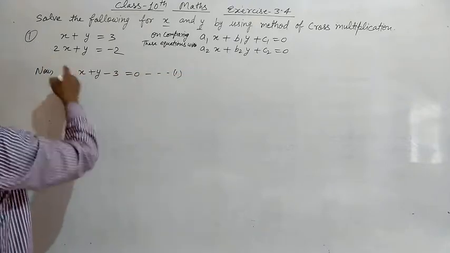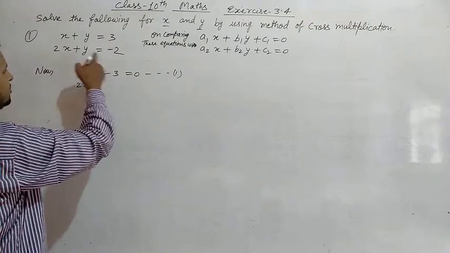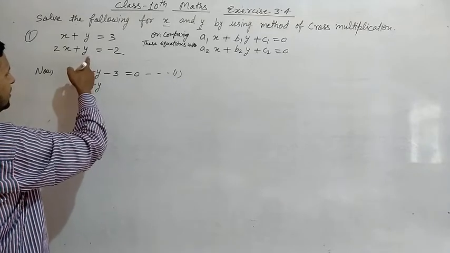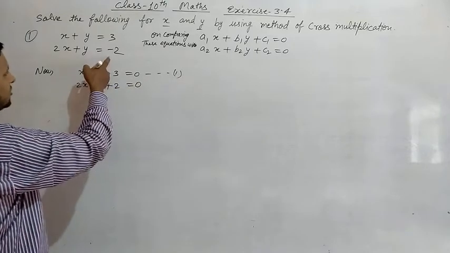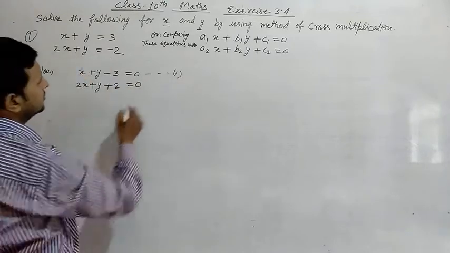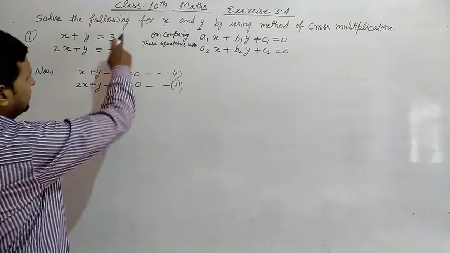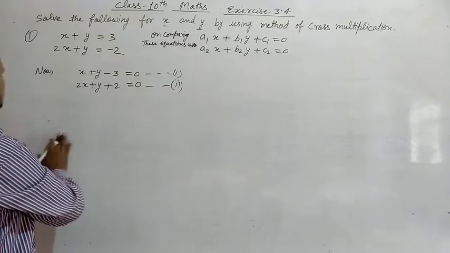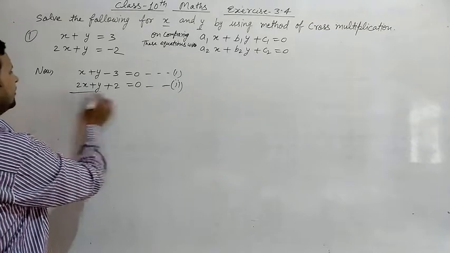And here 2x plus y is given, here minus 2. Once it is changed to the left side, this will be plus 2 is equal to 0, because minus 2 changes here to plus 2. This one is equation second. You can get first and second here, and third and fourth. It's your way to solve it. Now we apply the formula.